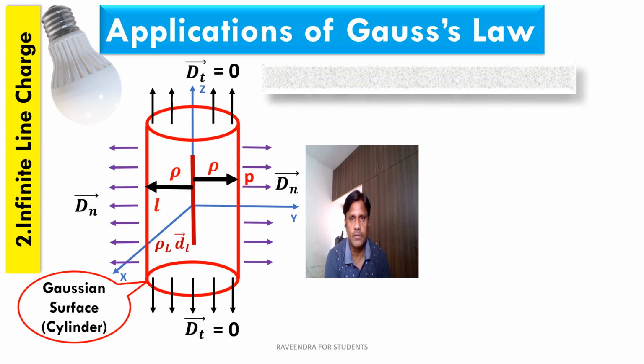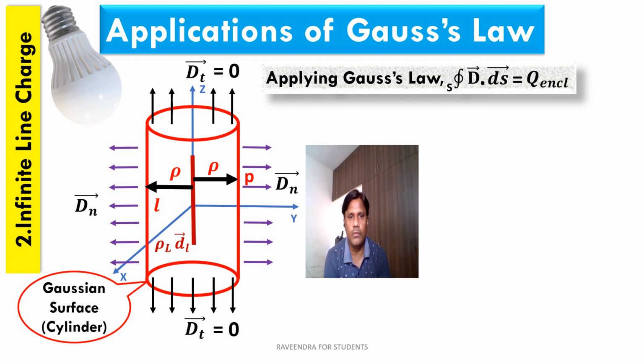By applying Gauss law, what is Gauss law? Closed integral over S D bar dot dS bar should be equal to Q enclosed. So what is the Q enclosed for this infinite line charge placed along the z axis? It is rho L into the length of the cylinder. How much is the length we have considered? L. So rho L into L becomes the total charge enclosed.